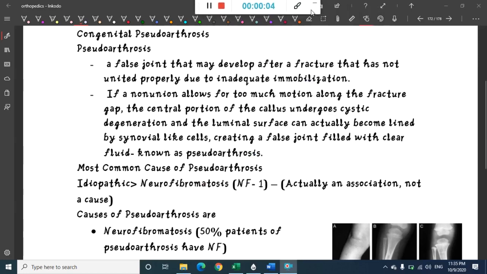In this chapter, we are going to learn a few miscellaneous disorders. Among them, the first disorder which we will learn today is congenital pseudoarthrosis. So what are we going to see? What is congenital pseudoarthrosis? Before going into that, what is pseudoarthrosis actually? Pseudoarthrosis is actually a false joint.